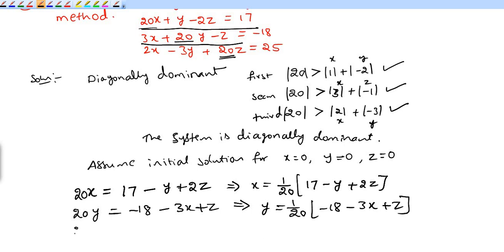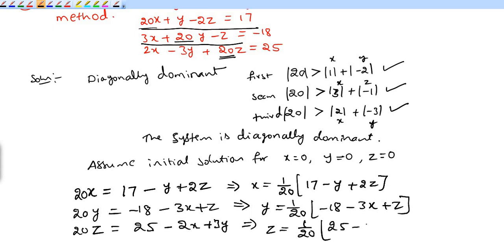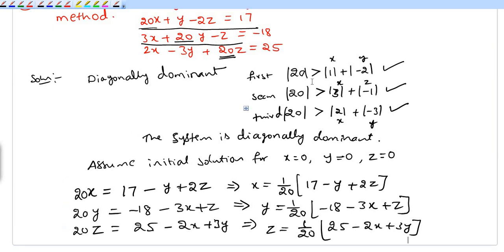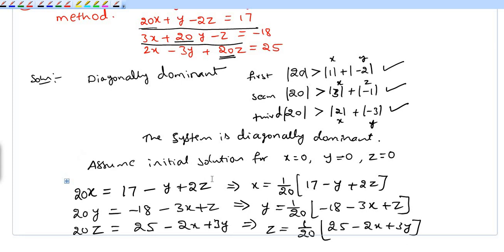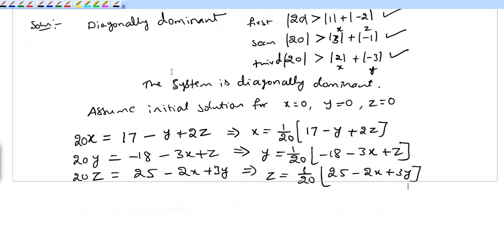Now the third equation, separate z. 20z is equal to 25 minus 2x plus 3y. This implies z is equal to 1 by 20 into 25 minus 2x plus 3y. Okay, so for all the problems you have to follow the same procedure. Once it is diagonally dominant, then you have to write the equation in this form. First equation separate x, second equation separate y, and third equation separate z.